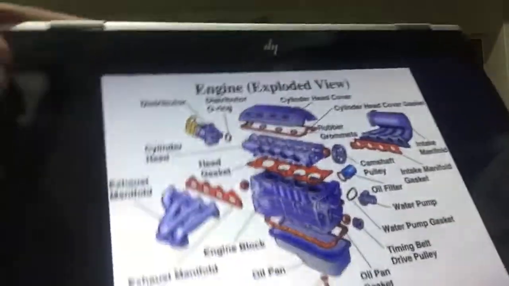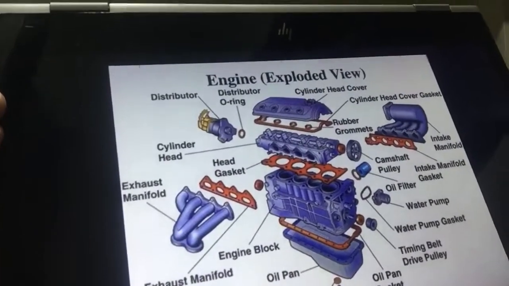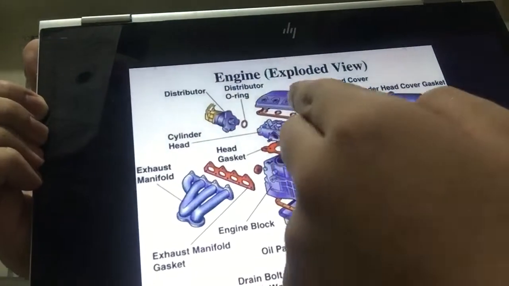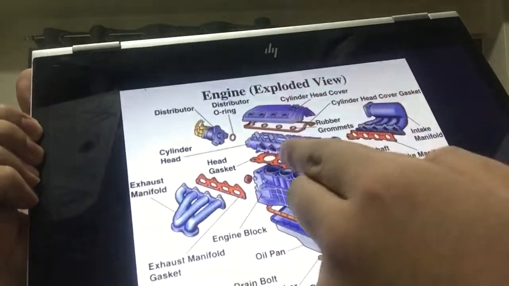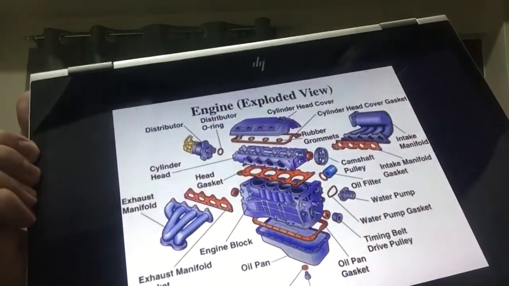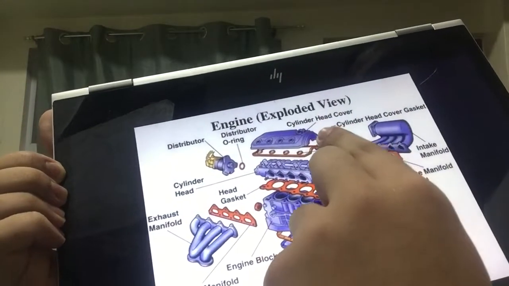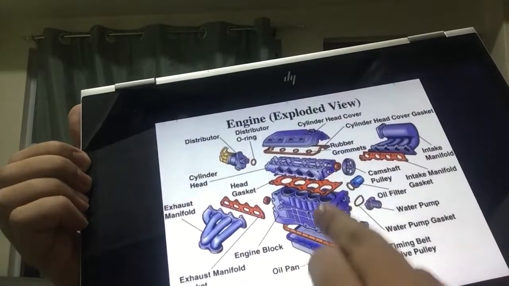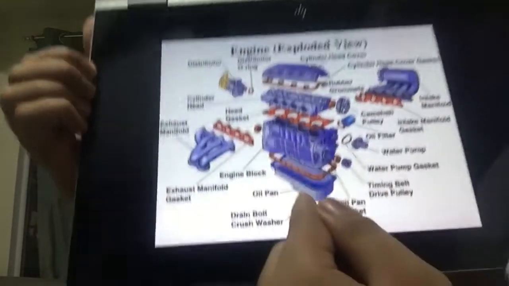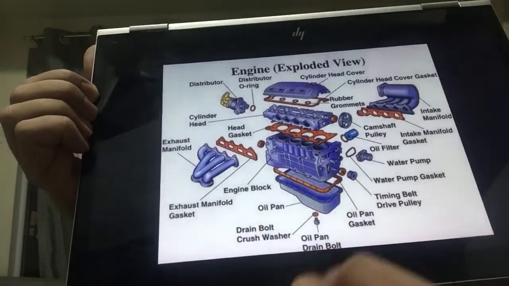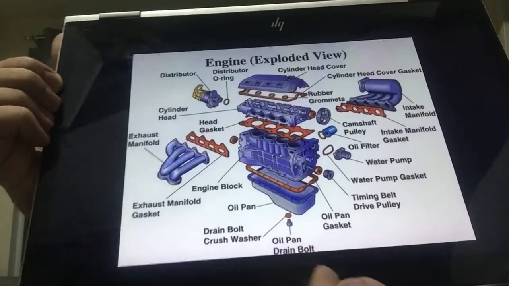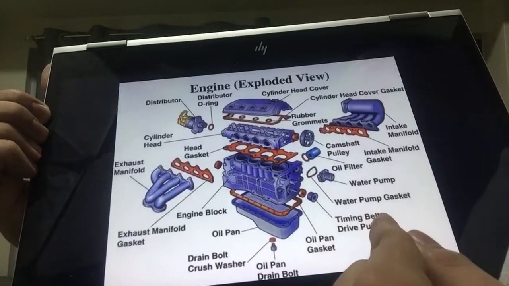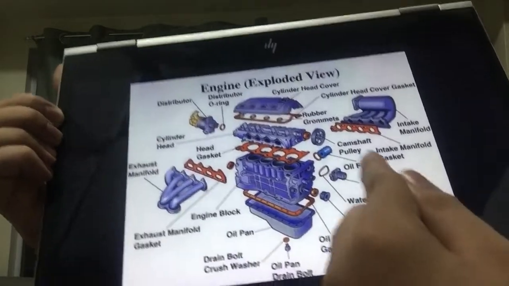Now, let's head over to the parts and components of a car engine. Basically, here we have the distributor, the distributor O-ring, the cylinder head cover, the gasket, the intake manifold, the exhaust manifold, the engine block, the oil pan under here, the oil pan drain bolt and the oil pan gasket, with the timing belt or the pulley, and the water pump.